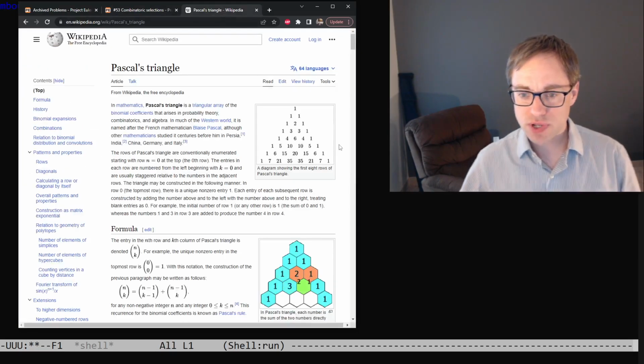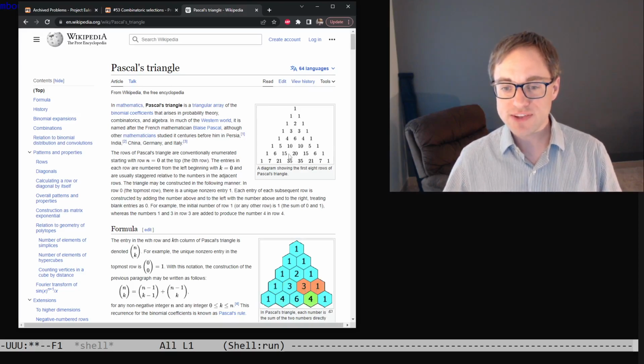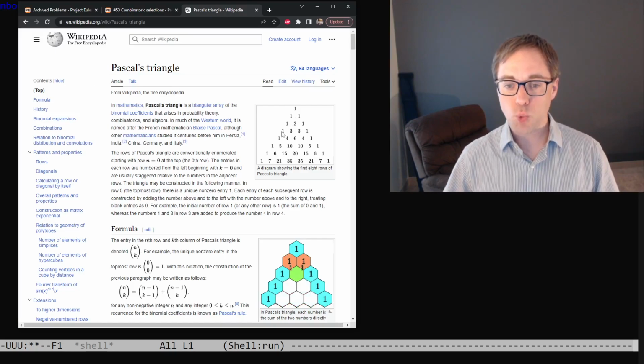But more generally, I want you to take a look at how these numbers seem to behave. We can see that they always start with 1 on the far left and the far right, and they increase to some maximum value in the center, and it's symmetric left to right.